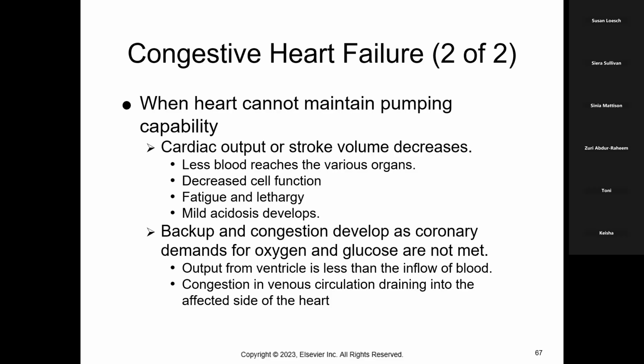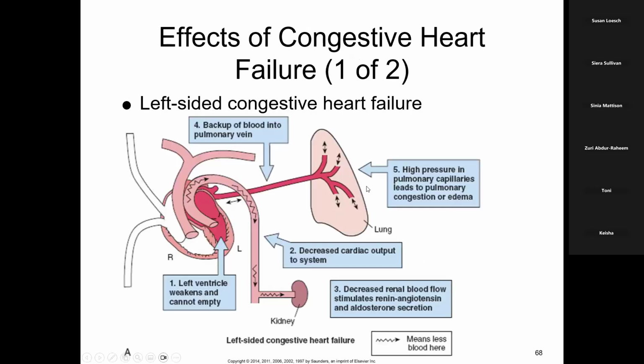The affected ventricle, however, is not able to pump the blood. The return of the blood to that side of the heart is impaired. This is called a forward effect. Backup congestion develops in circulation behind the affected ventricle. The output from the ventricle is less than the input of blood. For example, the left ventricle cannot pump the blood into systemic circulation.